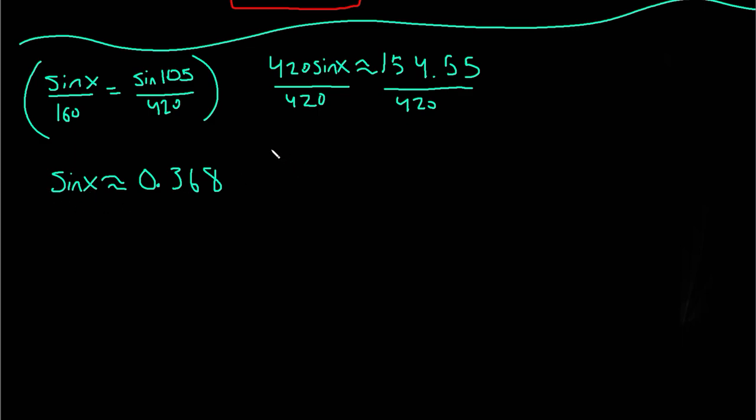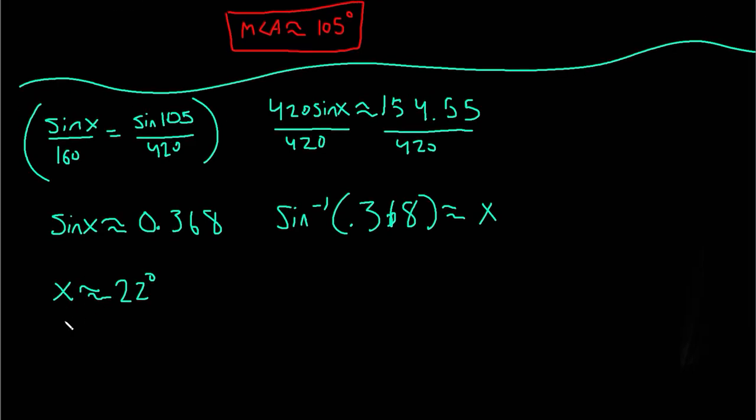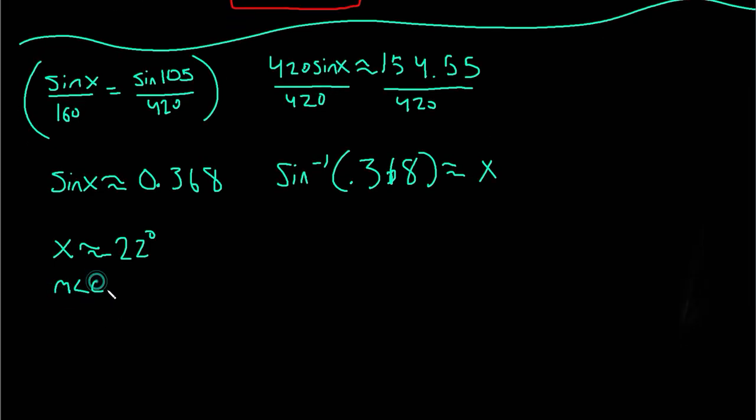In order to solve for x here, we're going to do the inverse of sine. The inverse sine of 0.368 is roughly equal to x. The inverse sine of that is roughly equal to 22 degrees. So measure of angle C is roughly equal to 22 degrees.